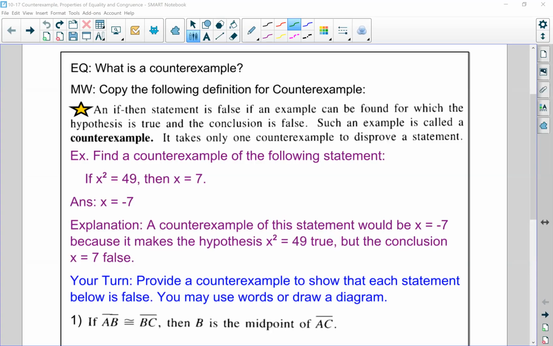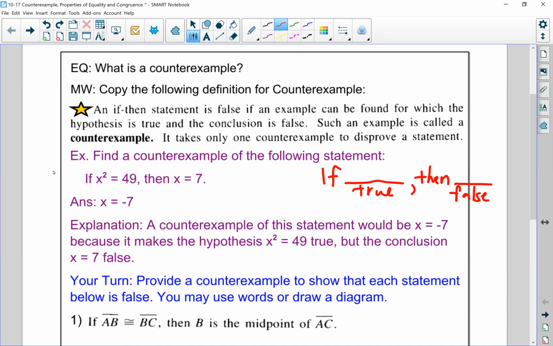Hi everyone. So this lesson will be about counterexamples. Let's first read a definition to make sure that we understand it. An if-then statement is false if an example can be found for which the hypothesis is true and the conclusion is false. So we're looking for a conditional where the first part is true, and the second part, the conclusion, is false. And if such an example makes this the case, we call this a counterexample.